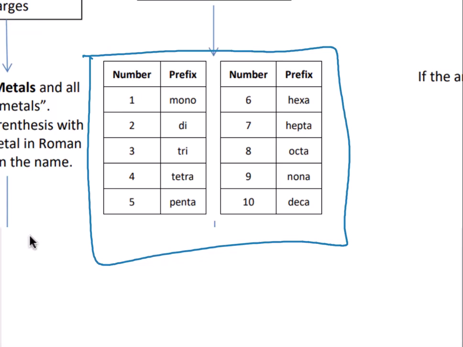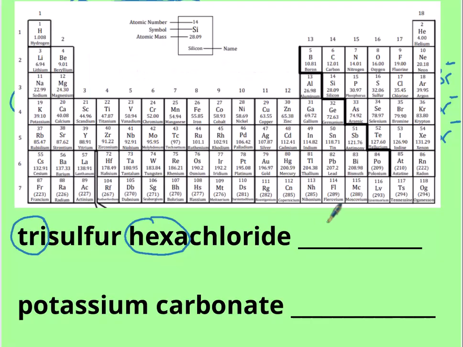So in this problem, it says trisulfur. So sulfur is S, tri is 3. So that means we have 3 sulfurs, and then hexachloride. Chloride is Cl, hexa is 6, so S3Cl6. Notice I'm not reducing it, I'm not crossing it, I'm writing it exactly as it is. 3 sulfur, 6 chlorine. Then this last one, potassium, is right here. So we're going to say K is a +1.